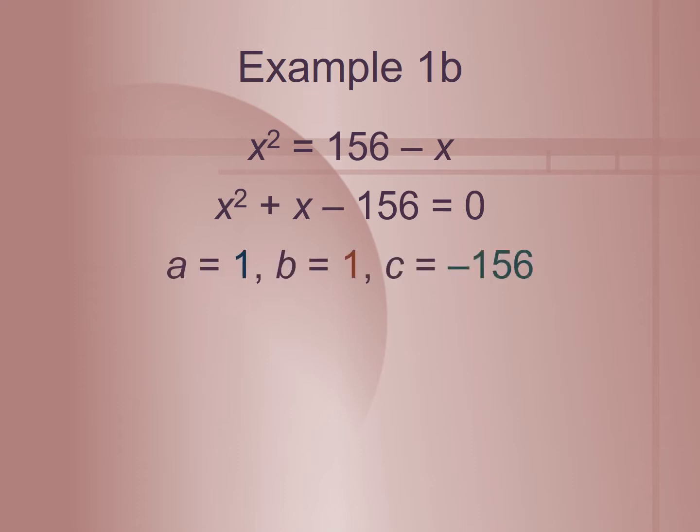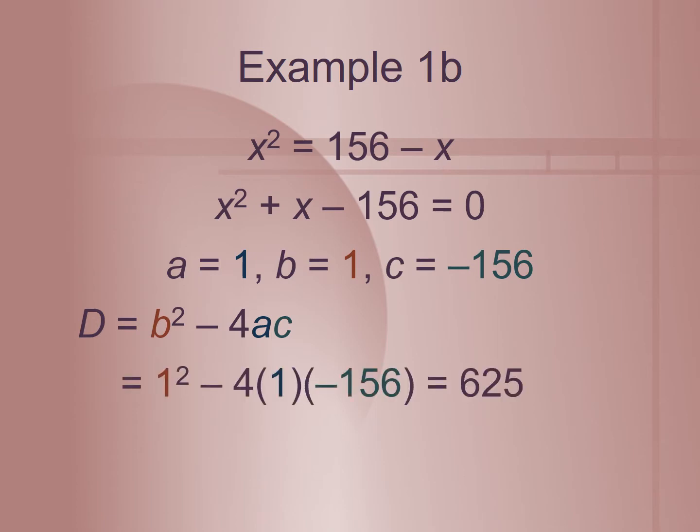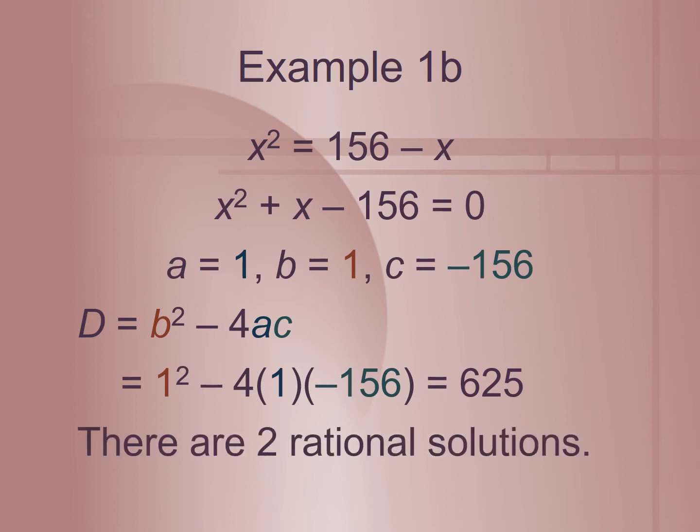Now I can identify my a, b, and c values. a is 1, b is 1, and c is negative 156. Then I'll find my discriminant, which is b squared minus 4ac. When I plug those values in, I get 1 squared minus 4 times 1 times negative 156, which simplifies to 625. 625 is a perfect square, which means there are going to be two solutions, and they will be rational.